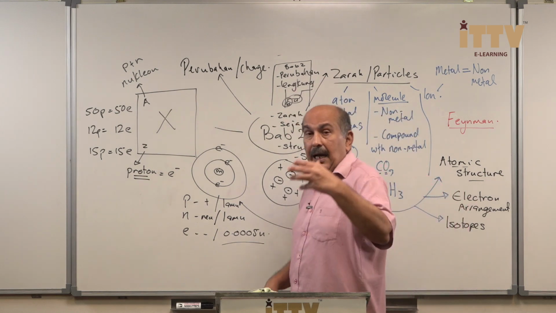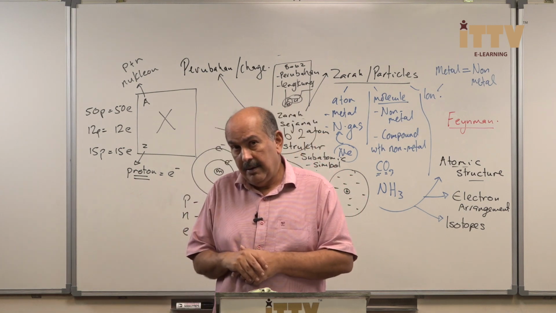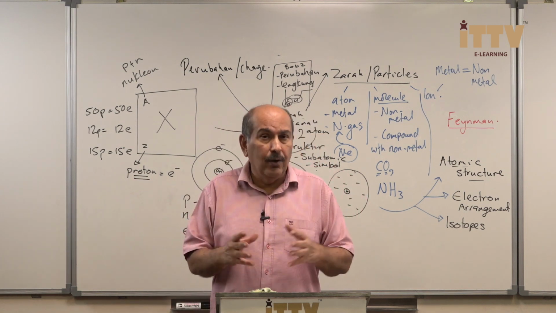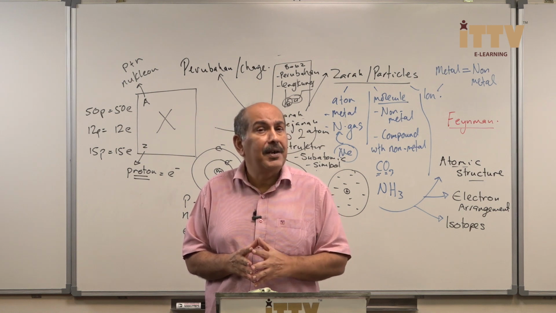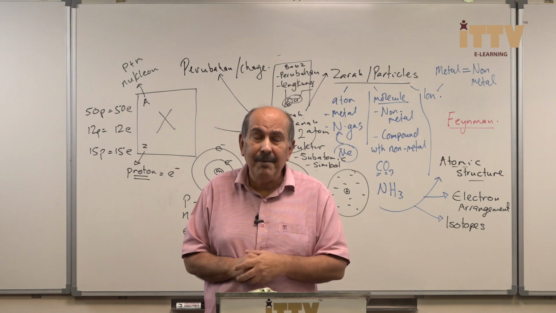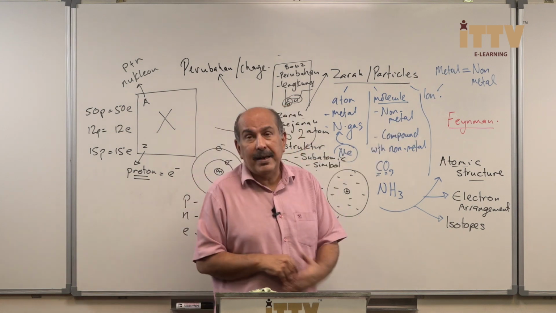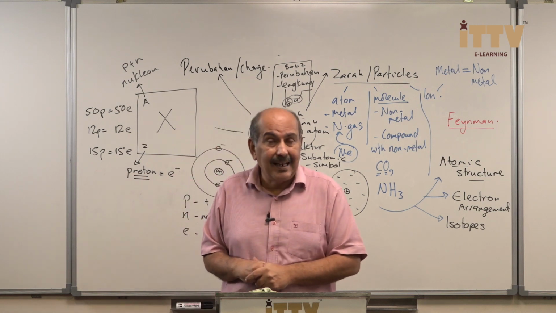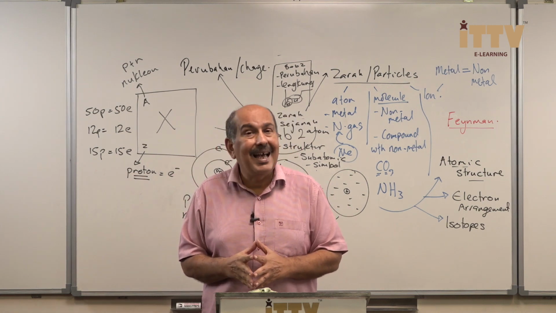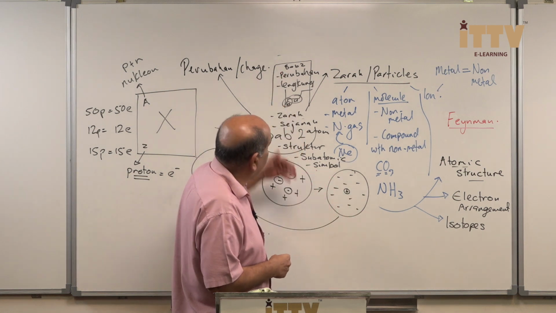Okay? Atom, logam, gas nadir. Molekul, bukan logam dan sebatian yang mengandungi bukan logam seperti karbon dioksida. Karbon bukan logam, oksigen bukan logam. Ion dibuat daripada gabungan atau ikatan antara logam dan bukan logam. Then we go to the sejarah atom.